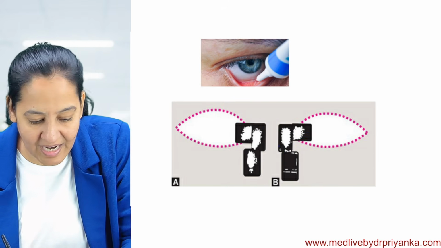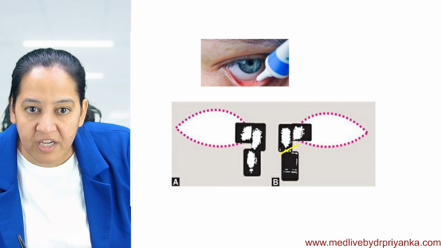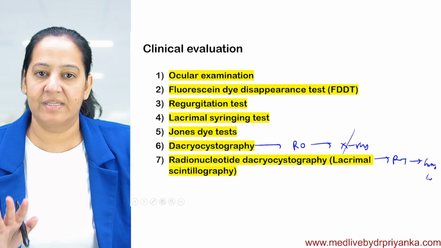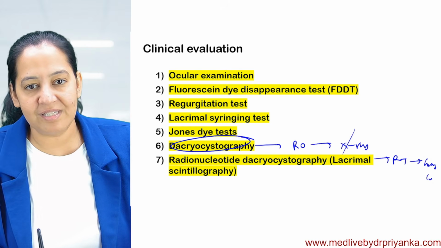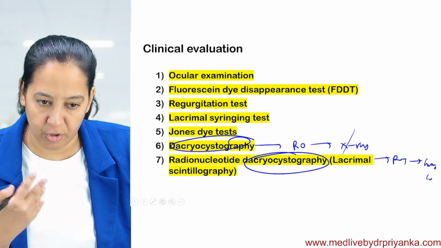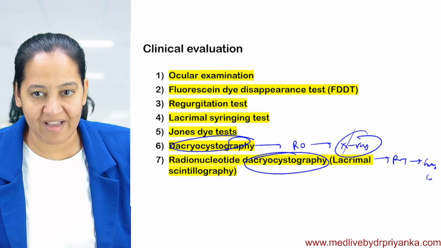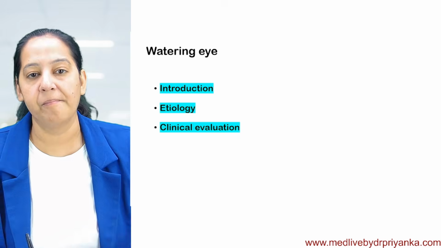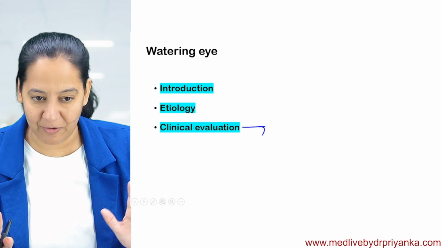You can see here the exact location of the obstruction over here. Here you can see it's free passage everywhere. Here there is the exact location of the obstruction. So you can see. So this is dacryocystography. This is a modified dacryocystography, that is radionuclide dacryocystography. So instead of X-ray, we use a gamma camera over here. That's it. So these are the 7 clinical evaluations, and that's all about the watering eye.